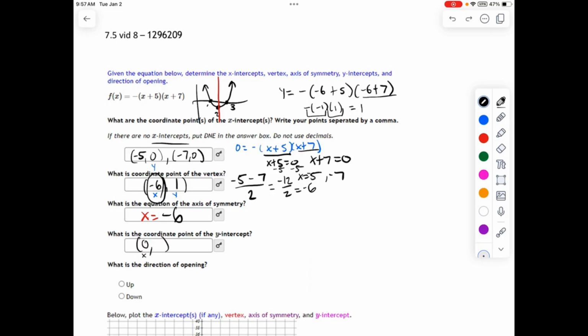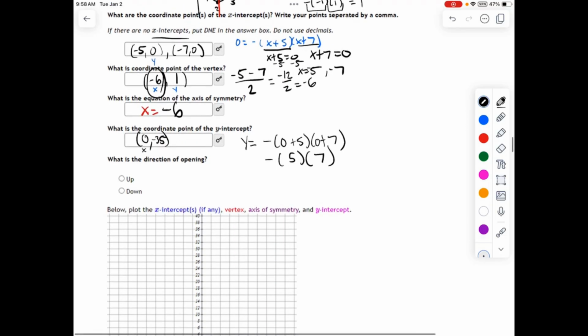Well, this is exactly how we just found the vertex, as we know x is 0. Plug in 0. So that means our y value will equal negative times 0 plus 5 times 0 plus 7. 0 plus 5 is 5, so we have a negative times 5 times 7. 5 times 7 is 35, times a negative, negative 35. Nothing too crazy. All right, there's your y-intercept.